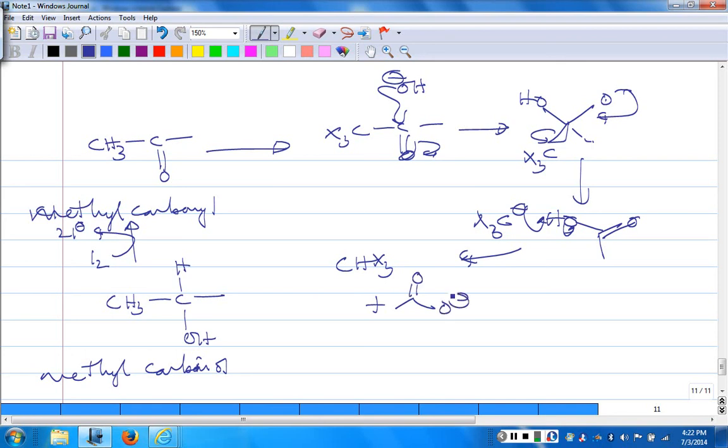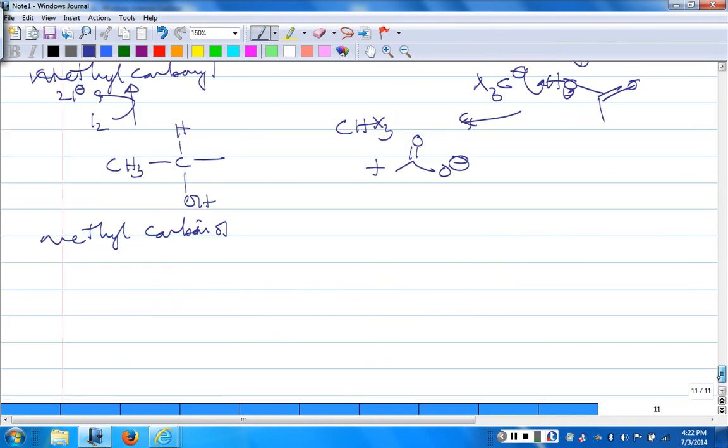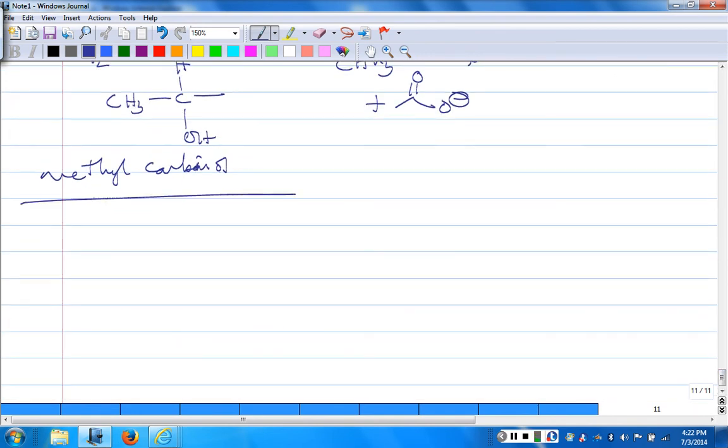Okay, so the iodoform reaction or the haloform reaction is unique to compounds having one of two substructures, methyl carbinols or methyl carbonyls. So let's see which of the following compounds would give me a positive haloform reaction. So tell me which of these compounds, if any, will give me a positive haloform reaction.